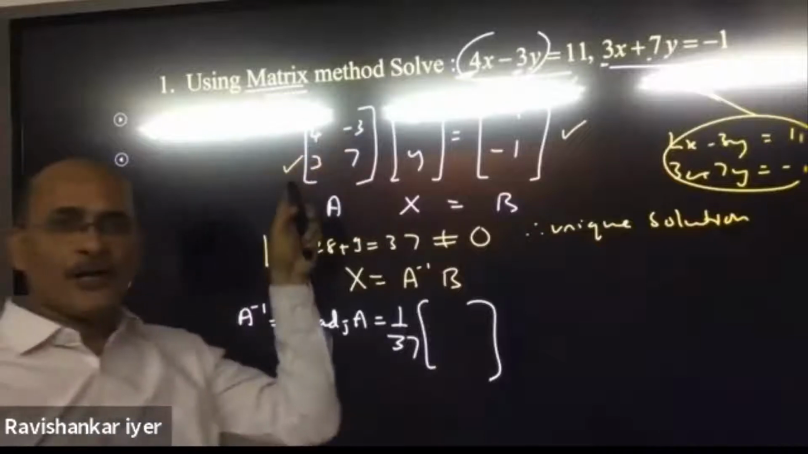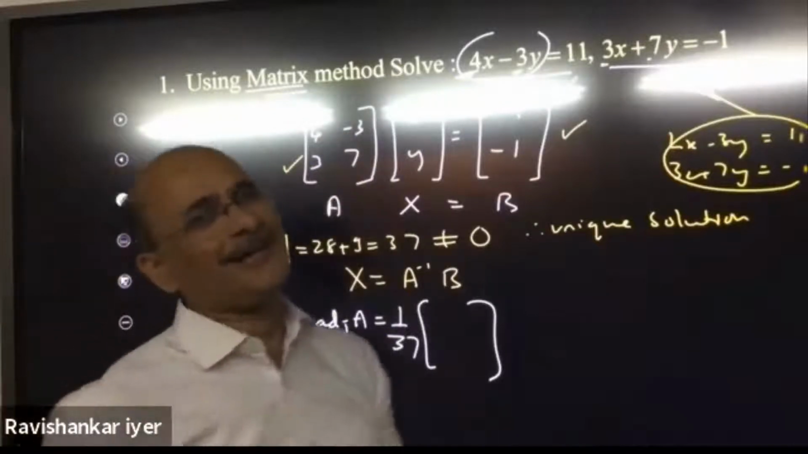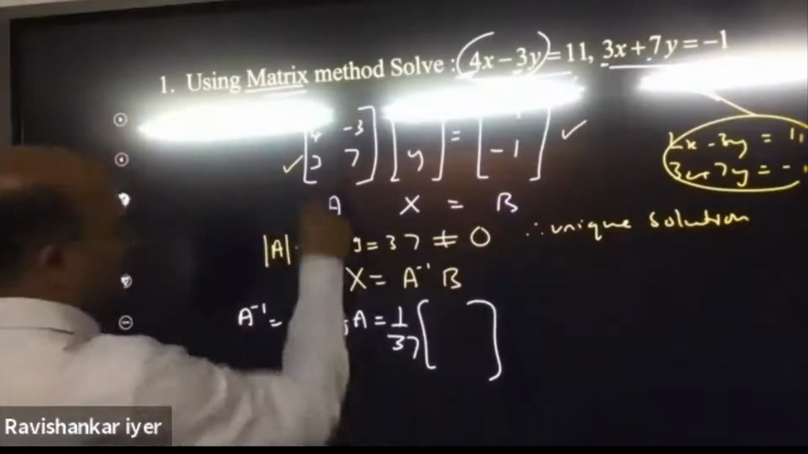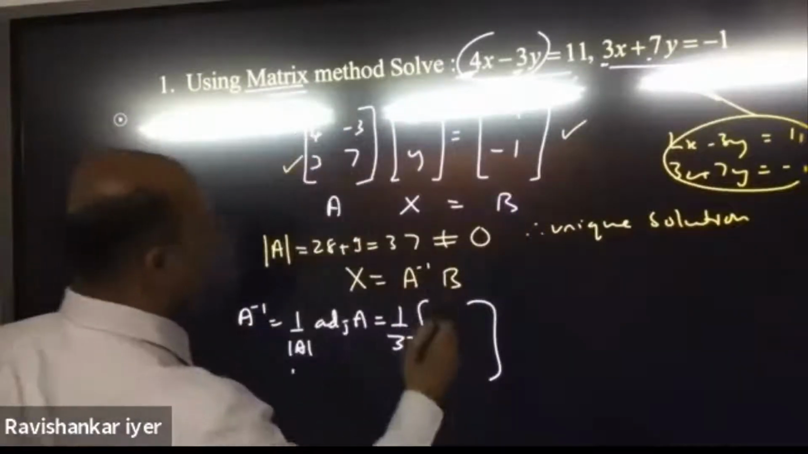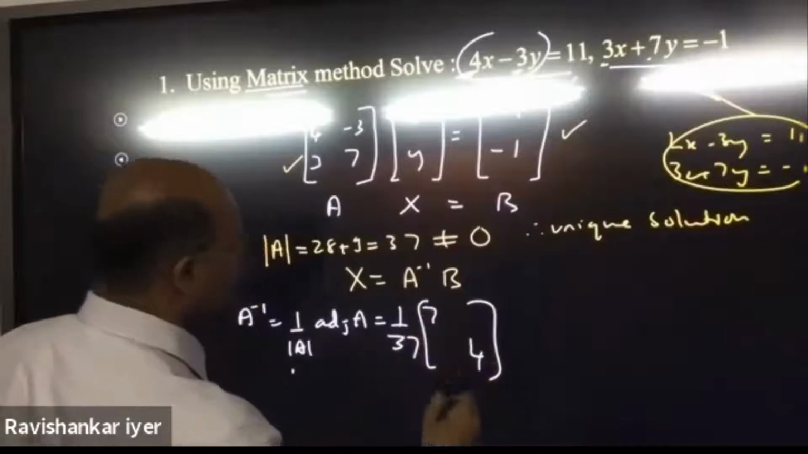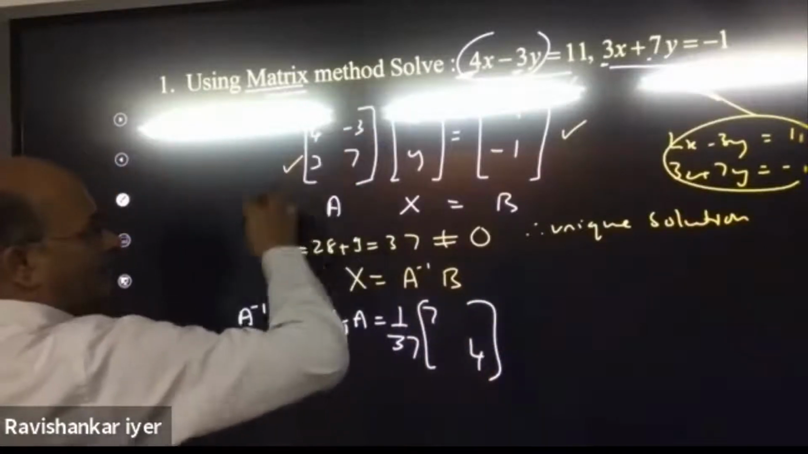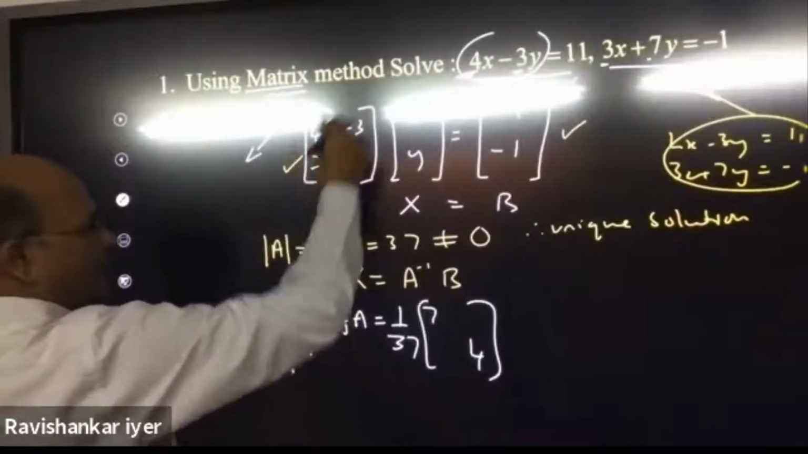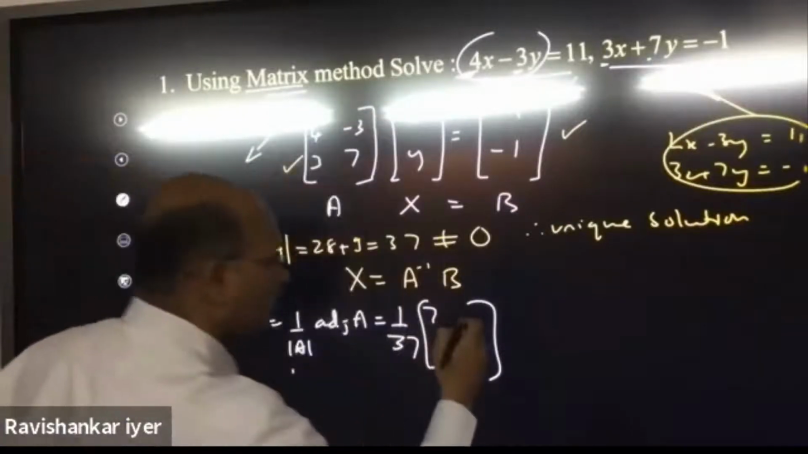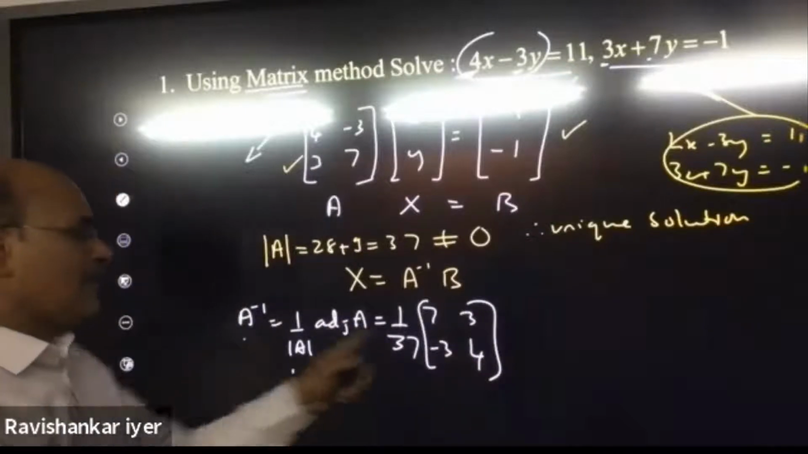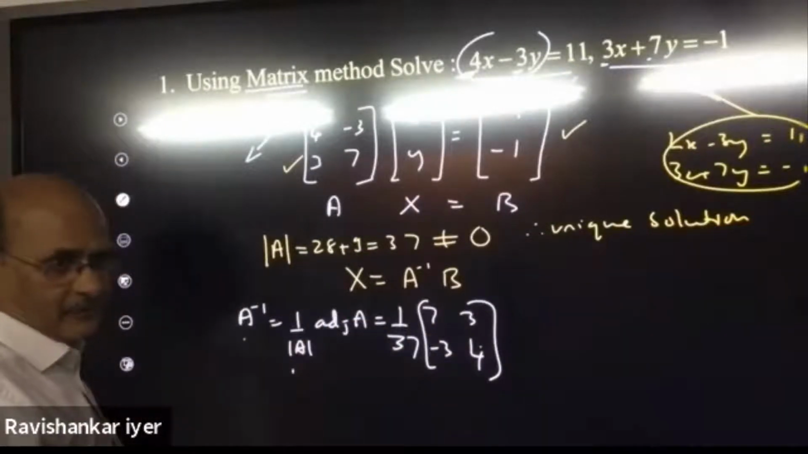Tell me, for a 2 by 2 matrix, I told you a shortcut method to find the adjoint. What was that method? This diagonal you swap. The elements on this other diagonal, keep as they are, but with opposite signs. So 3, minus 2. So this is my inverse matrix.